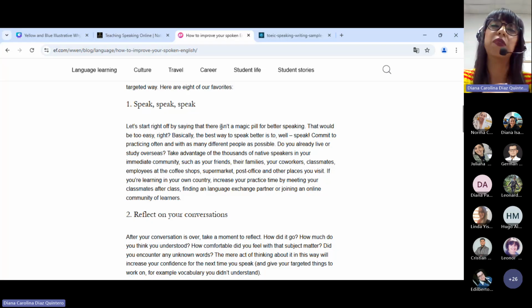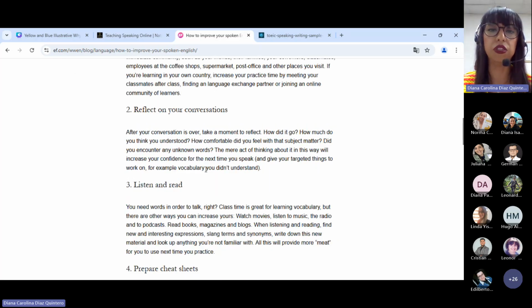As we were discussing at the beginning, students don't have enough spaces in some cases for practicing, but if we give them the chance, they will be happy.